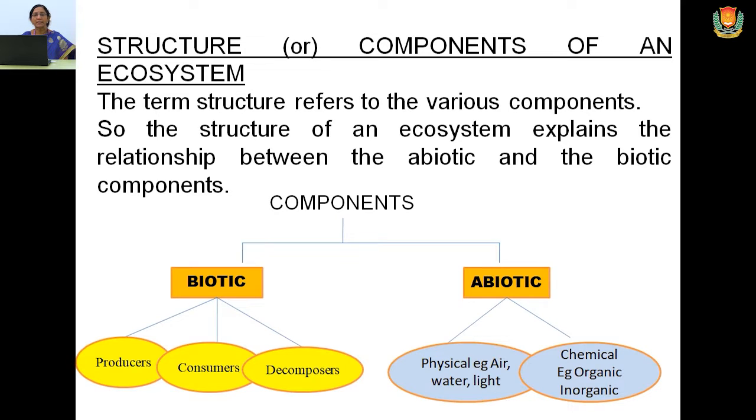Now let us see about the functions of an ecosystem. To understand clearly the nature of the ecosystem and its functioning, it should be thoroughly understood. The function of an ecosystem is to allow the flow of energy and cycling of nutrients. The functioning of an ecosystem may be understood by studying the following terms: energy and material flow, food chains, food webs and food pyramids.